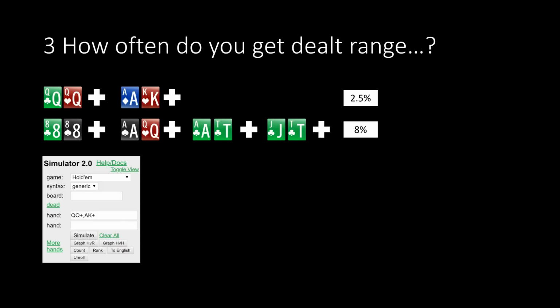Now, you can also figure this out by using the option on PokerTools to count the hands. So you can type in queens plus and ace king and hold them, and then you can count the hands and you will find answers to those questions for free on PokerTools.com as well.